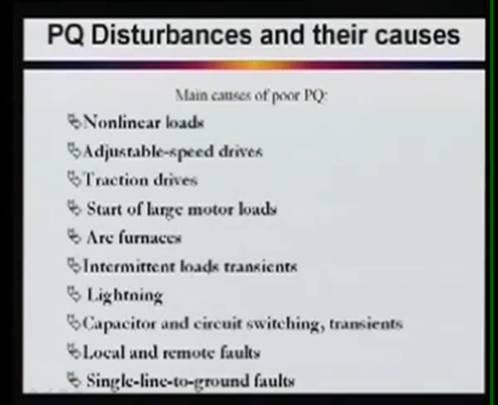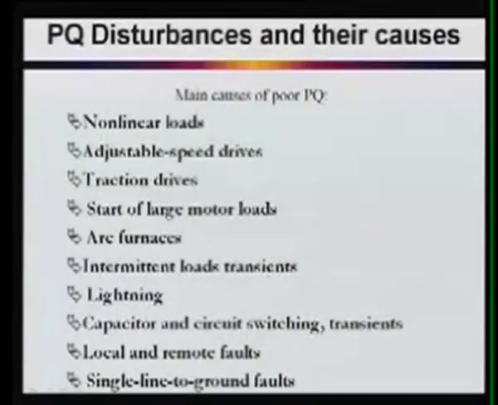Intermittent load transients. If there are some intermittent loads, they create transients, and that is also one sort of major cause of poor quality. Lightning. Lightning means if lightning strokes come from our sky, they may create a lot of power quality issues.